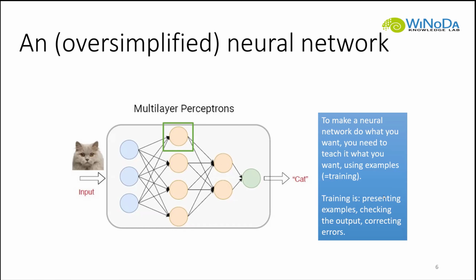And again, training is presenting examples, checking the output, and then correcting for errors. And at some point, if your network was complex or large enough for the task you wanted to do, then the output will more or less be perfect.